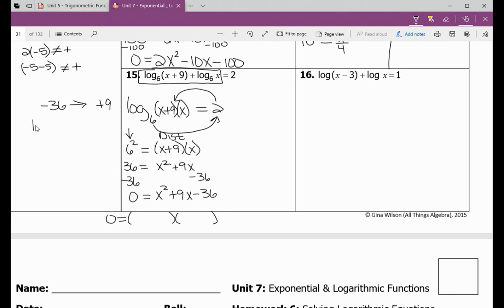So that would be 12 times negative 3, that gives me negative 36. And when I take 12 and add negative 3, I get positive 9. So I get x plus 12 and x minus 3. That will actually give me 2 answers. x plus 12 equals 0. x minus 3 equals 0. So x equals negative 12 and x equals positive 3.